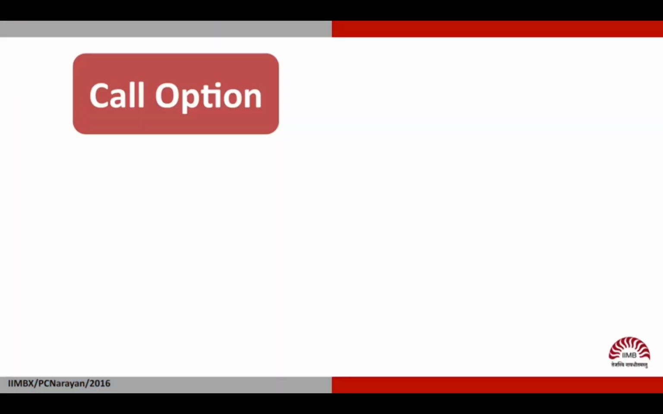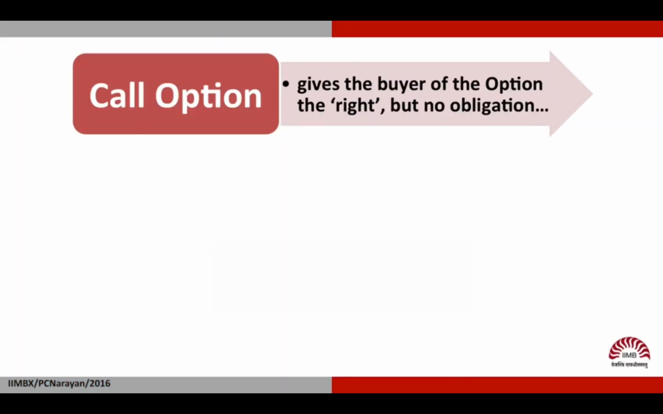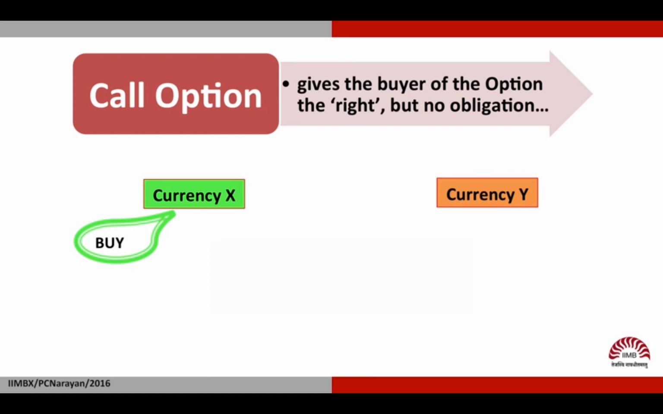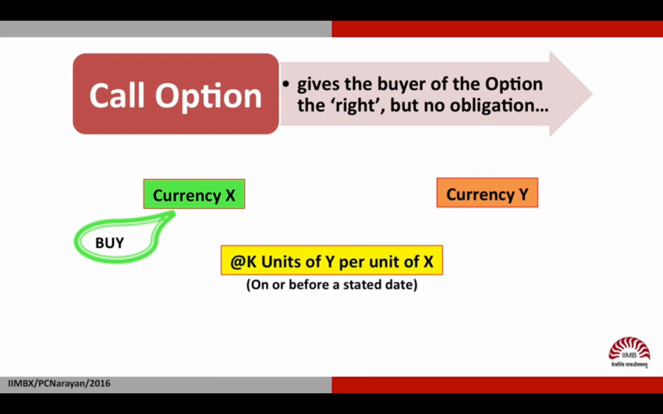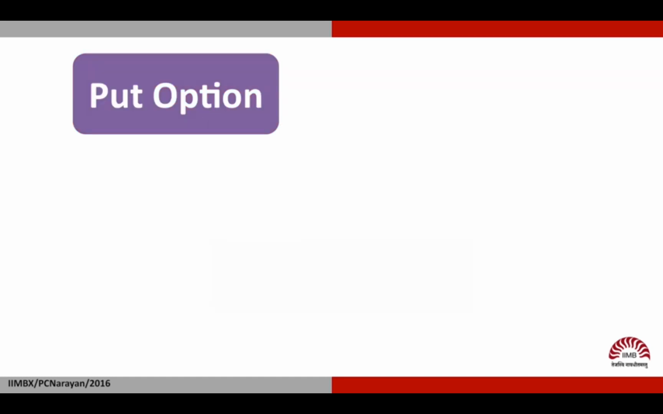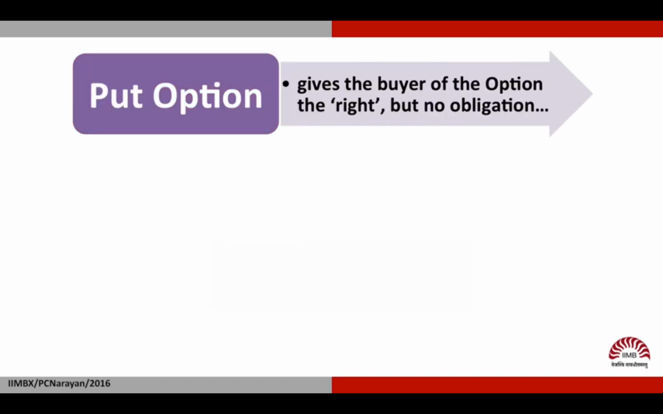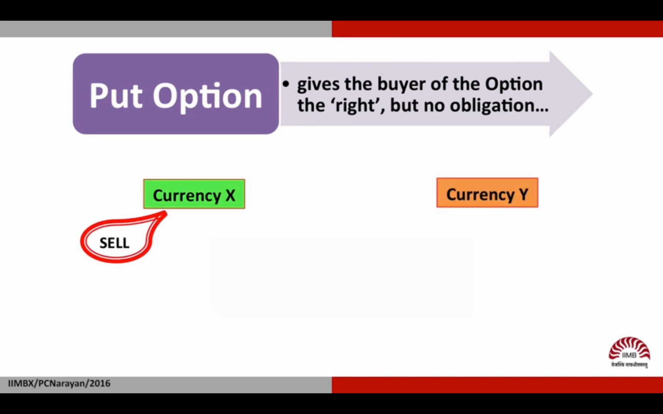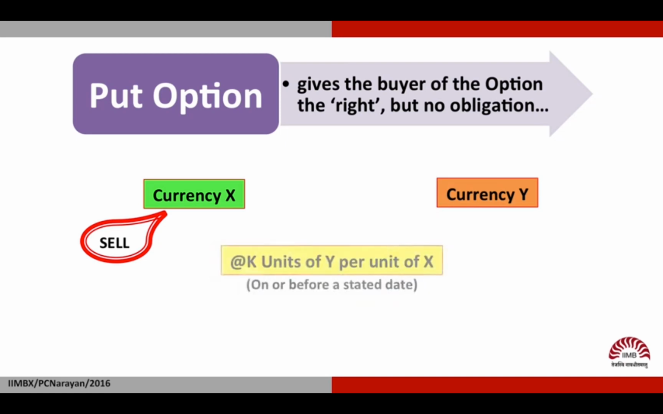You'll keep hearing this phrase: call option, put option. A call option gives the buyer of the option the right but no obligation to purchase currency X against a currency Y at a stated price of, say, K units of Y per unit of X on or before a stated date. A put option, on the other hand, gives the buyer of the option the right but no obligation to sell the currency X against currency Y at a stated price of, say, K units of Y per unit of X on or before the stated date.